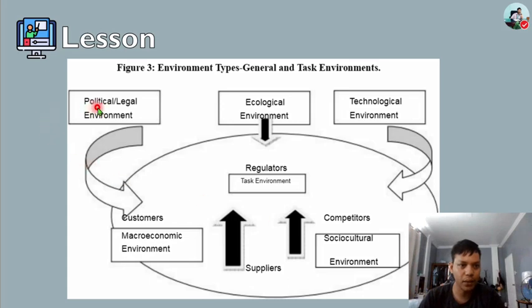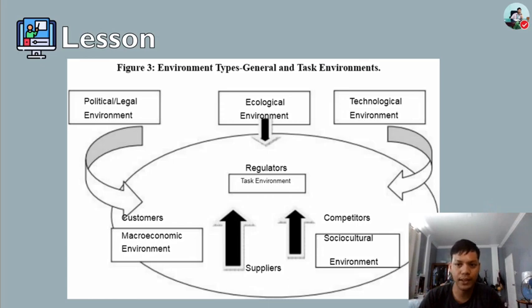We have political or legal environment. We also have ecological environment and technological environment. We have socio-cultural. We have inside here the competitors, suppliers, and we also have here the customers and regulators. So we'll discuss only the 5 different types of macro environment.